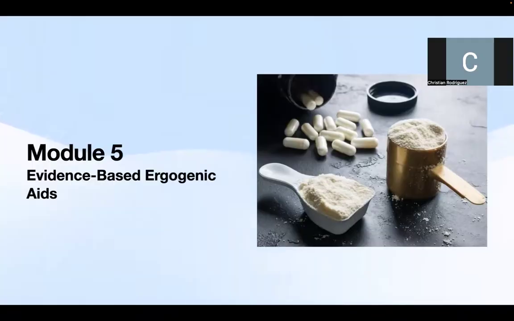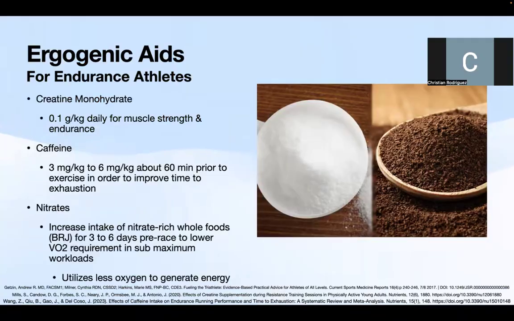Module 5, evidence-based ergogenic aids. For endurance athletes specifically, we're going to be looking mostly at creatine monohydrate and caffeine. For creatine monohydrate, generally 5 grams seems to be the recommendation. But some studies even show 0.1 grams per kilogram to be a better prescription. In my case, I would be 6.5 grams on a daily basis for muscle strength and endurance.